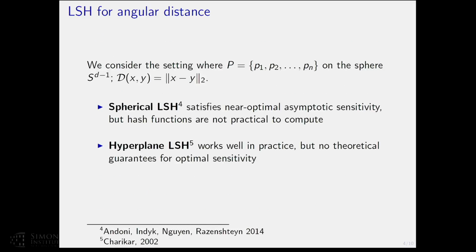In particular, we're considering angular distance, which is Euclidean distance on the sphere. Just to mention two previous algorithms: spherical LSH does achieve this optimal asymptotic sensitivity, but it's very difficult to compute in practice. Hyperplane LSH is very simple and easy to implement, but it does not achieve this optimal sensitivity. So what can we do?